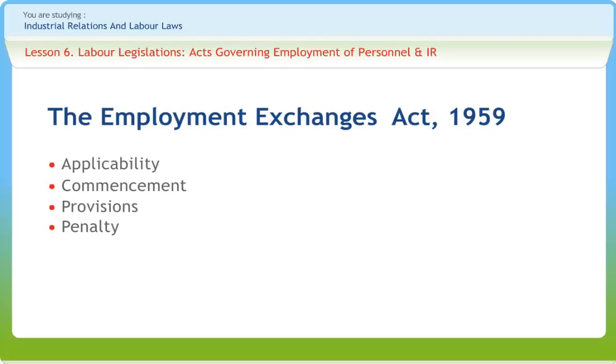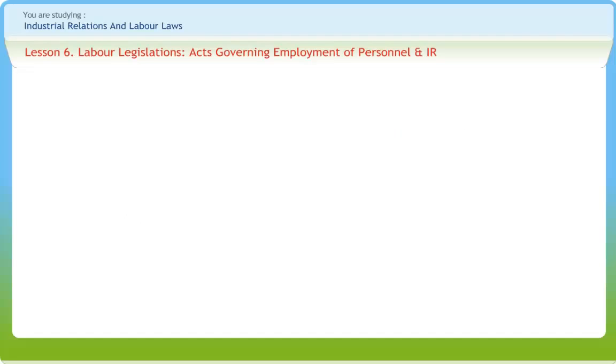If any employer fails to notify to the employment exchanges prescribed for the purpose any vacancy in contravention of subsection 1 or subsection 2 of section 4, he shall be punishable for the first offence with fine which may extend to 500 rupees, and for every subsequent offence with fine which may extend to 1000 rupees.